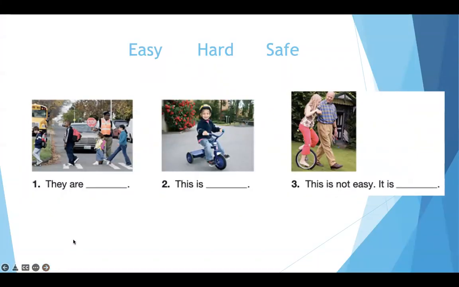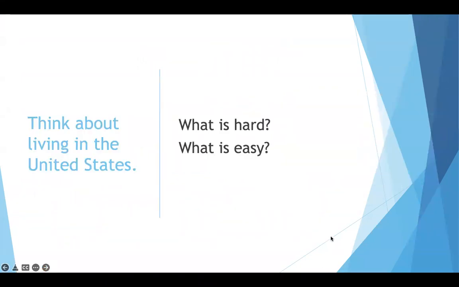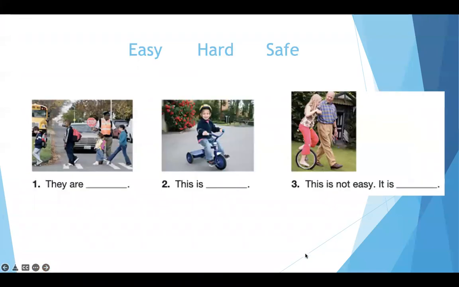All right, now we have 3 vocabulary words and 3 pictures. In the first picture, does it look like the kids are safe while they're crossing the street? They are easy while they are crossing the street, or they are hard while they are crossing the street? Uh-oh. For this one, we could say they are safe while crossing the street because the crossing guard, the man with the stop sign, is keeping them safe.